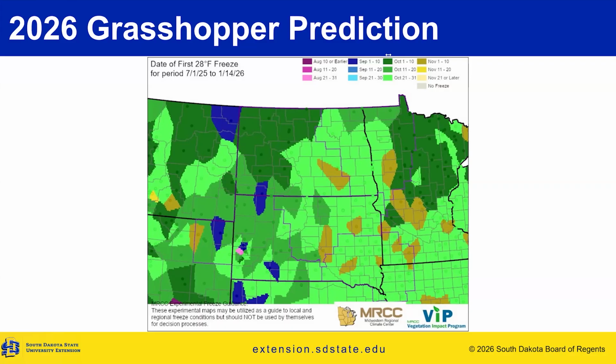So if we look here over on this key, the lighter green means it was the end of October for that first hard frost. The brown's the first week of November. And so what we see is there's a little bit of variation across the state that's pretty common for South Dakota, but we will have areas where there were much later frosts, and so the grasshoppers had more time to lay those eggs, which will probably translate into larger grasshopper populations if every other condition was favorable for them.